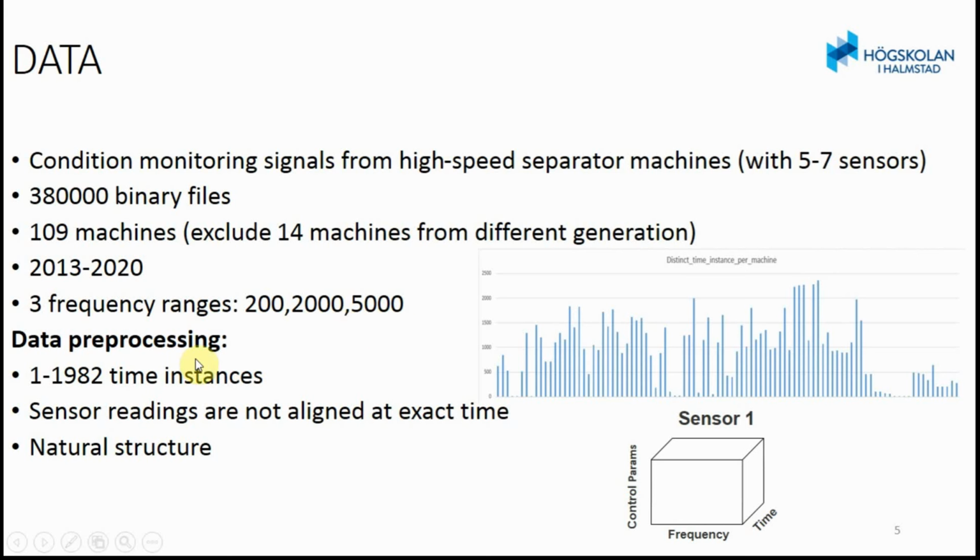In data pre-processing, we faced some issues. One is that each machine has a different number of time instances, from 1 to 1982. You can see the different time instances per machine here. And sensor readings are not aligned at the exact time, so we had to fix this problem. After that, the natural structure of the data is a four-way tensor with the dimensions of sensor number, control parameter, frequency, and time.